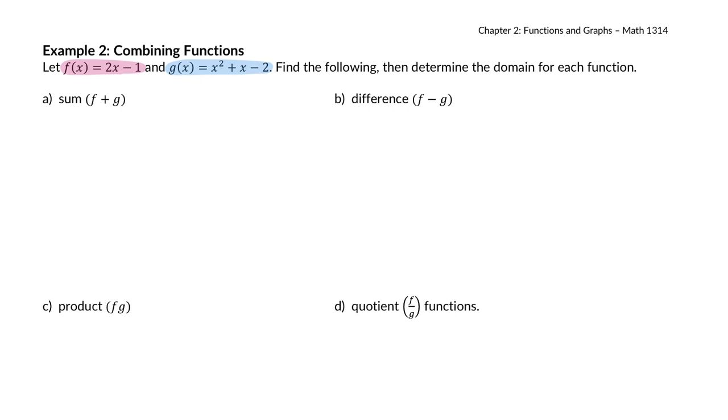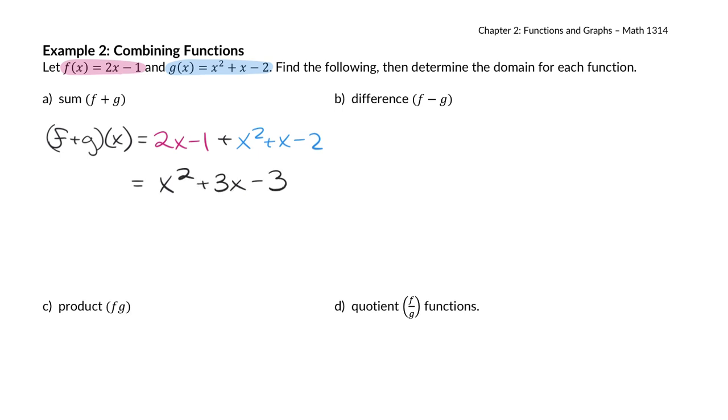So the first question here wants me to find the sum of these two functions. So I'm going to add together f and g. The notation is important here that you get it correct. So we are writing that f plus g, in parentheses, of x will be equal to the f function, 2x minus 1, added to the g function, which is x squared plus x minus 2. I am just adding the two functions together. Make sense? We combine like terms. We'll start with the largest exponent, which means our final answer here will be x squared plus 3x minus 3. That's just combining like terms together.